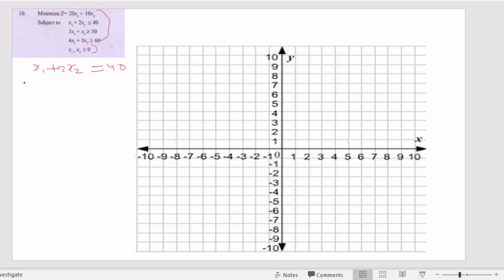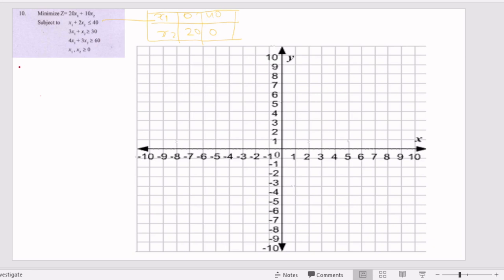So in this case, if I substitute x1 equal to 0, then 0 plus 2x2 is equal to 40. So x2 will be 40 divided by 2, so that is 20. Similarly, we can try another one. Now we substitute x2 equal to 0 in the same. Then x1 plus 0 is equal to 40 and x1 will be 40. So we have two coordinates. I've written the tabular format of x1, x2 for the first equation.